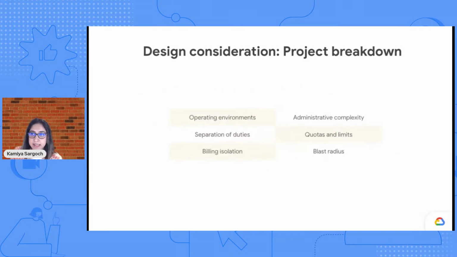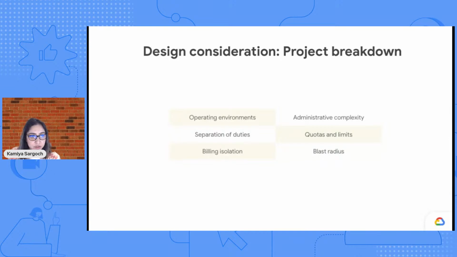So let's look at the design considerations to follow when breaking down resources and workloads to projects. All these considerations, when building projects, are really correlated. What is your blast radius going to look like? You don't want to have a compromise on one operating environment impact the other. Then what do your quotas and limits look like? Since they are applied on a project level, you don't want to have a dev project consume all your quota.